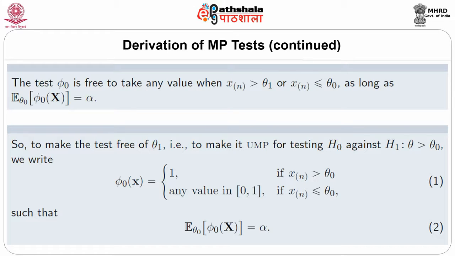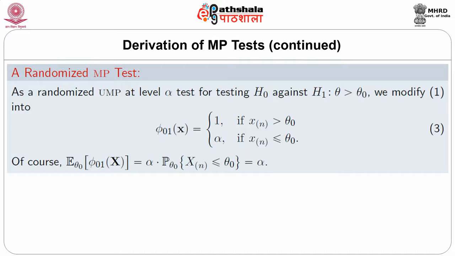The union of these two, theta naught to theta 1 and theta 1 and above, is the same as x order n greater than theta naught, then phi naught is 1, and any value between 0 and 1 if x order n is less than or equal to theta naught. Obviously, the expected value of phi naught under theta naught, that is the size of the test, is alpha. Now, we consider this randomized test, which is also a most powerful test. Take any value where x order n is less than or equal to theta naught, you take alpha.